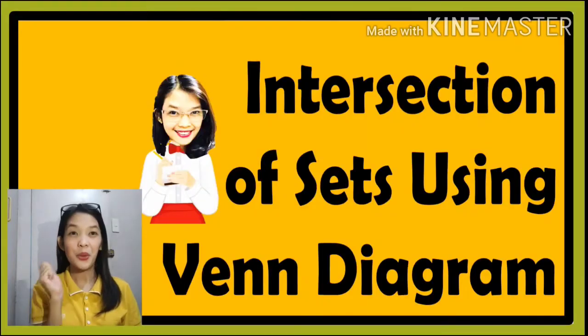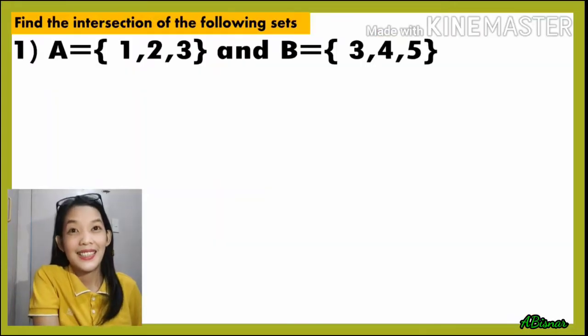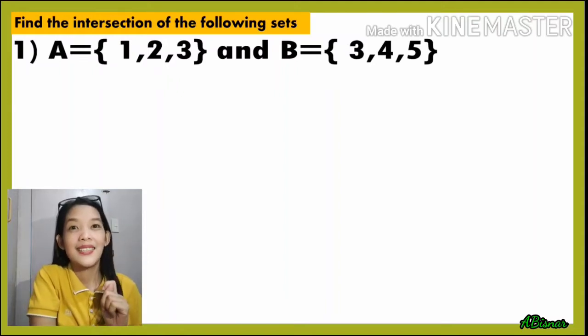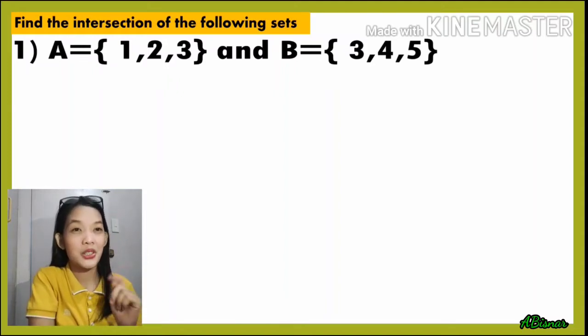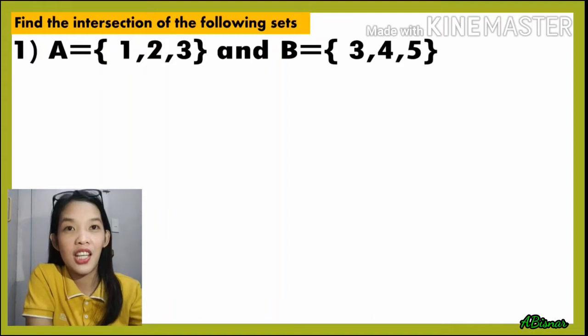Now, we're going to study intersection of sets using Venn diagram. Let us read the given direction. Find the intersection of the following sets. For number 1, set A has the elements 1, 2, and 3, and set B has the elements 3, 4, and 5. Now, we're going to answer this using Venn diagram.